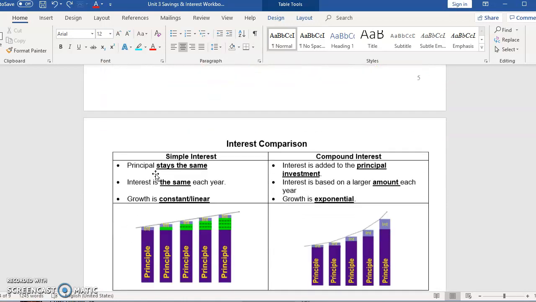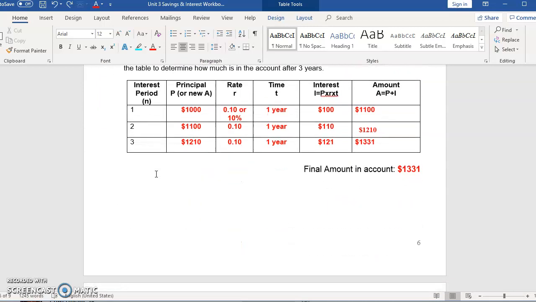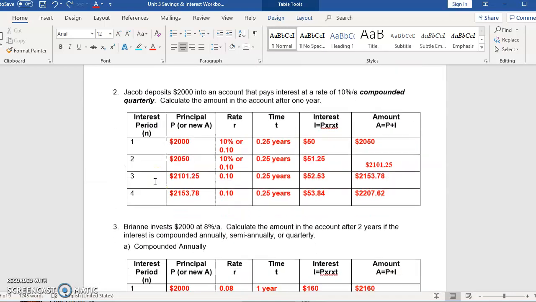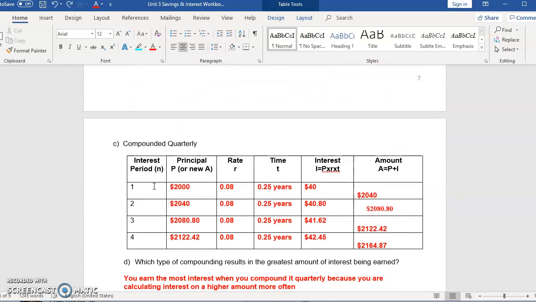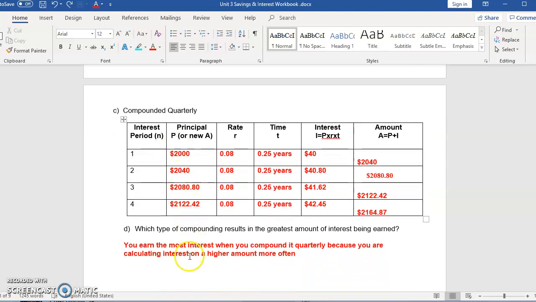Lastly, it kind of makes you look at how you can make the most money if you compound interest annually, semi-annually, or quarterly. So it has you fill out these three tables looking at it. And in the long run, the answer is if you compound interest quarterly, you make the most amount of money because you're getting paid off of a higher number more often, right? 4 times a year instead of twice a year or instead of once a year. You'd rather be paid 4 times a year than once a year, right? This makes more sense.